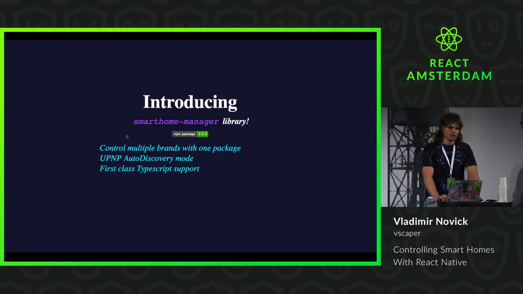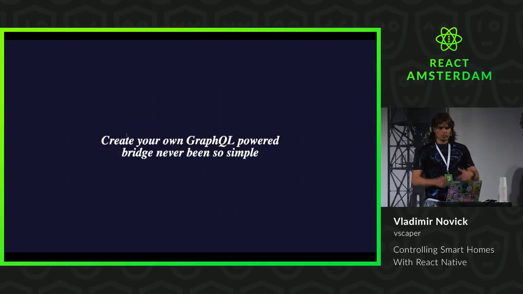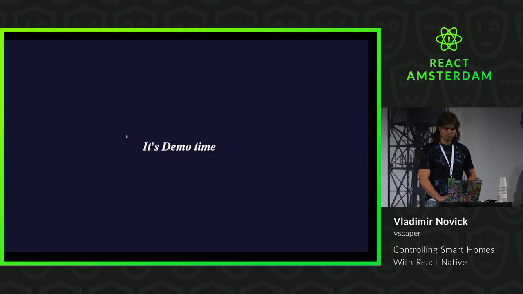It has first-class TypeScript support. The package is written in TypeScript. It has TS docs, so you can go through the whole package, through all the classes in the package. It's a human-readable device API abstraction. I don't know actually if it's human-readable. I can read it, so I don't know. You say if you can. And it has access to low-level device interactions, meaning even though there are APIs that abstract things, we can still get access to the low level and actually send bytes and this kind of stuff. So now creating a GraphQL-powered bridge is really simple. And let's take a look at the demo.